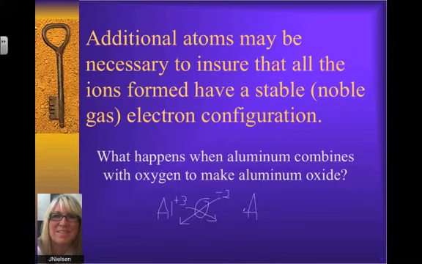So what that tells you is that you need 2 aluminums and 3 oxygens in order to make this union work. And that should make sense, because if each Al, let's draw 2 more here, is going to give up 3, that's a total of 9.